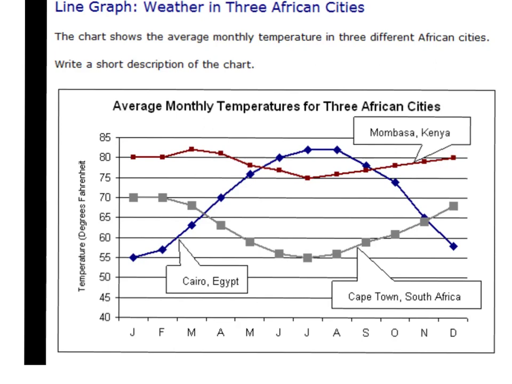When you write about this line graph, please make sure you compare and contrast the temperature in the 3 African cities. Make sure that you report data from the X and from the Y axis. This means you need to talk about temperature and about months of the year.